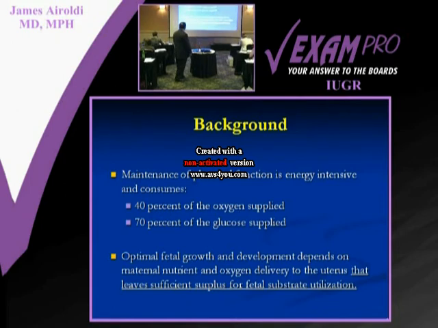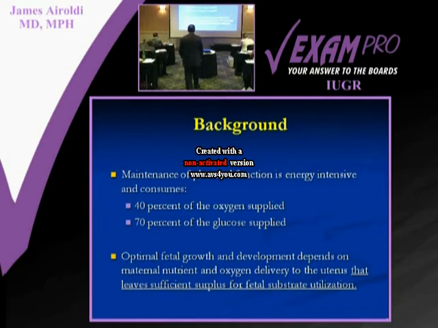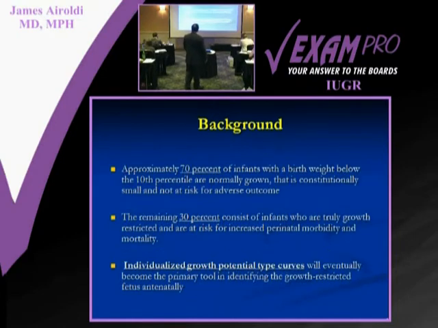The placenta function is energy intensive and consumes 40% of oxygen supplied and 70% of glucose supplied. So the placenta needs as much oxygen and glucose as the baby. So it's really important. The optimal growth and development depends on maternal nutrient and oxygen delivery to the uterus that leaves sufficient supply for the fetus.